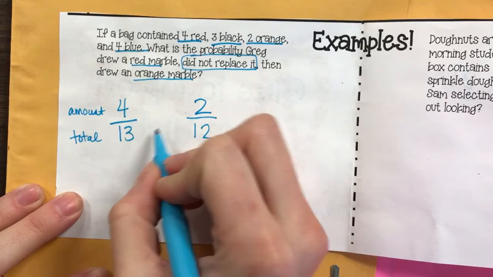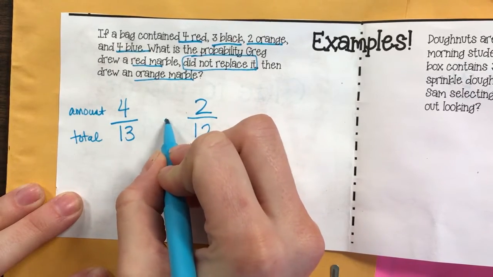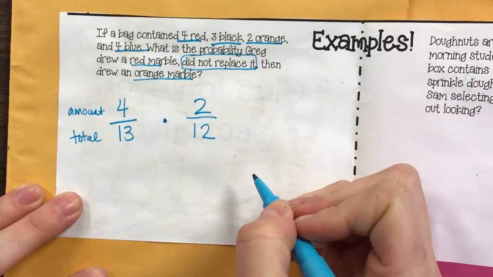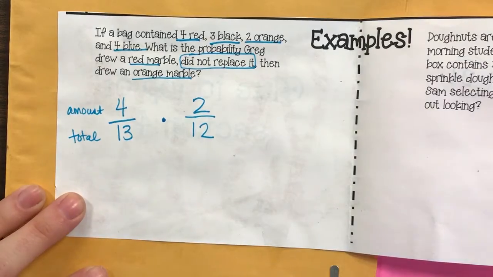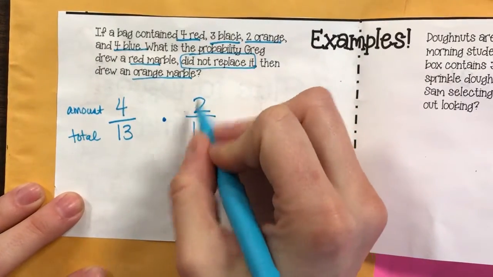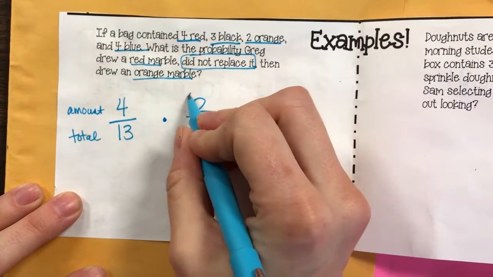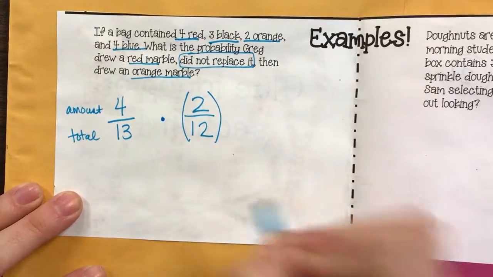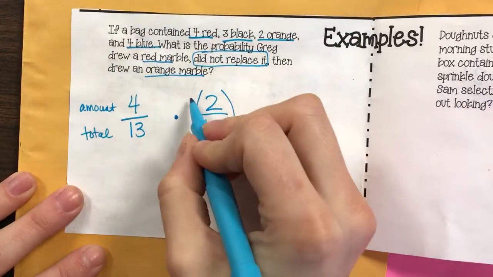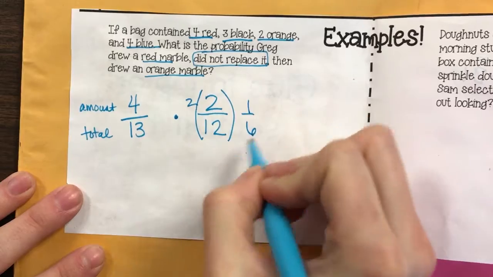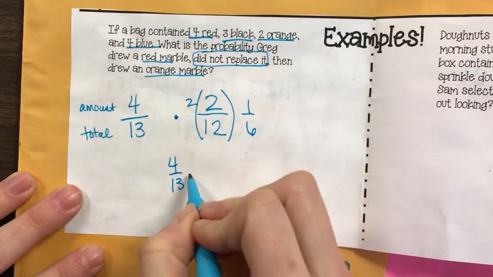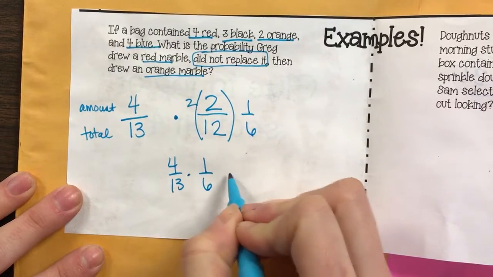Okay. Then what we want to do is we can multiply these 2 together. Multiply across. And it may be easier, this 2 over 12, we can make this smaller so it's easier on us. 1/6. So 1/6. So 4/13 times 1/6.